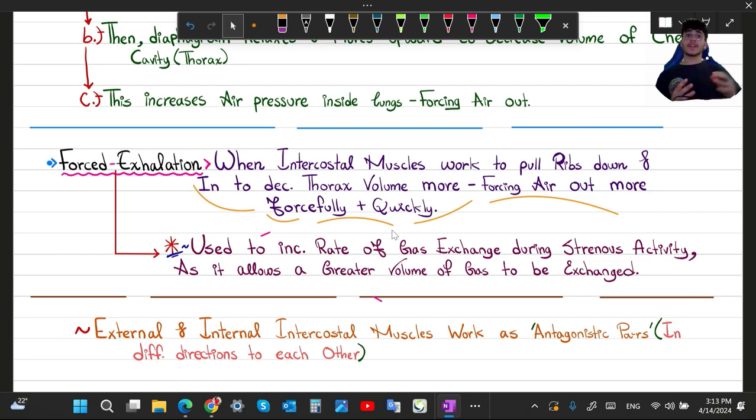This is usually done during vigorous exercise or activity because it allows more volume of gas to be exchanged. During vigorous exercise, we need more gas exchange because our body needs more oxygen, hence there's more exhalation and more carbon dioxide being excreted outwards. This is why during exercise we perform forced exhalation, using our intercostal muscles to force out more air quickly and decrease the thorax volume more.